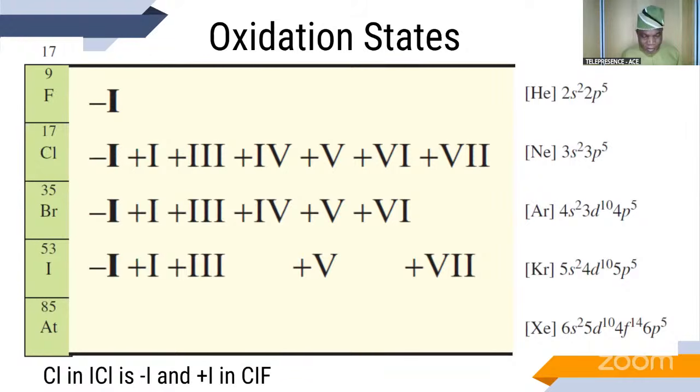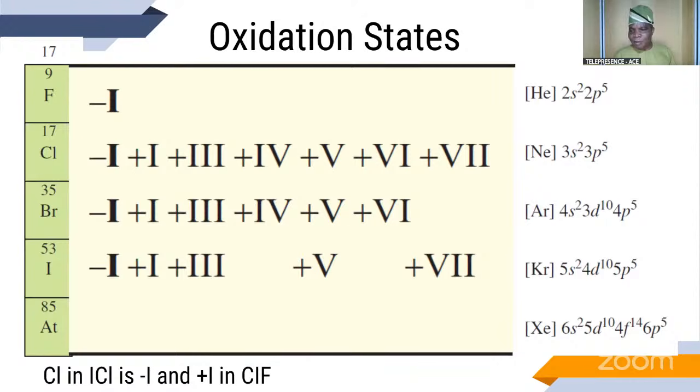For instance, fluorine with sodium, or potassium, or lithium, it will form MF, that is metal fluoride. So the electronic configuration of the fluoride ion here will be 2s2 and 2p6. Likewise, if it happens to chlorine, the chloride ion will be 3s2 3p6.